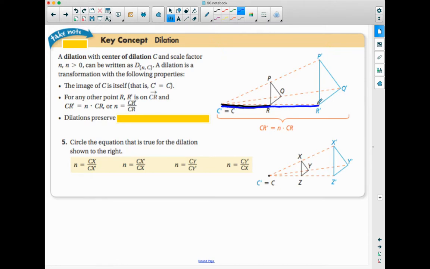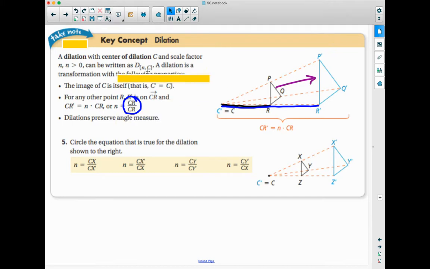So I want to know what our scale factor is. Well, our scale factor is going to be image over pre-image. So this blue segment that I drew is longer than the black one I had. So it's going to be a bigger number over a smaller number, which is going to make it bigger than 1, which is going to make it an enlargement. And you can see that this triangle got bigger to get to that triangle, right?